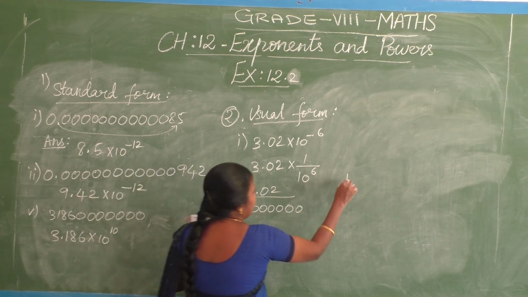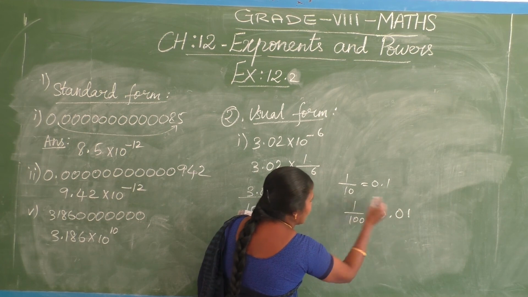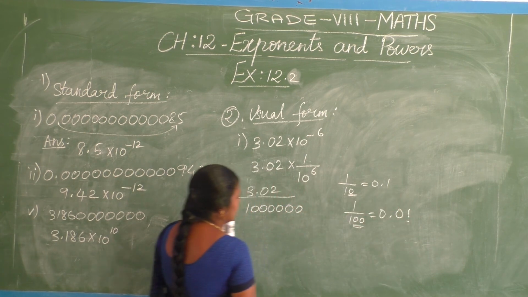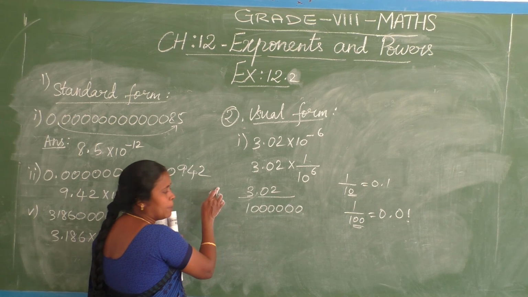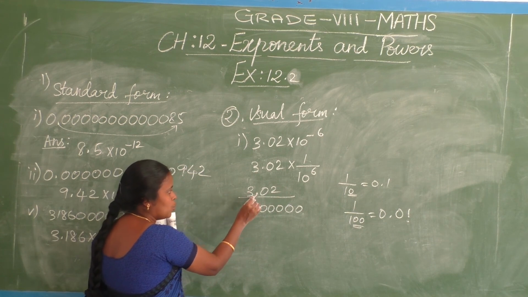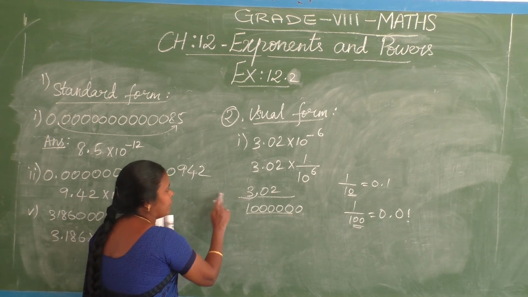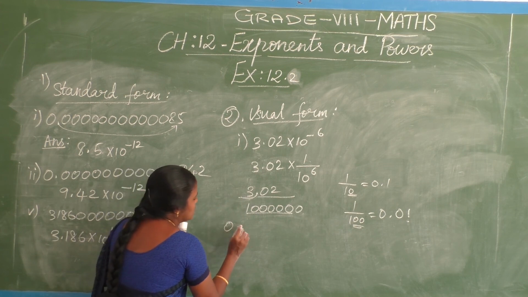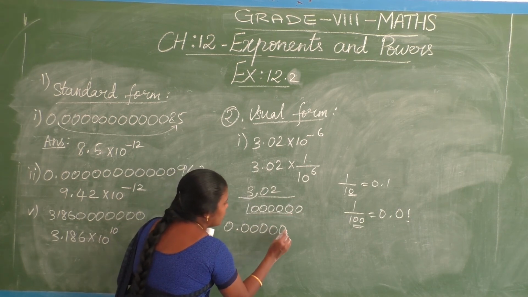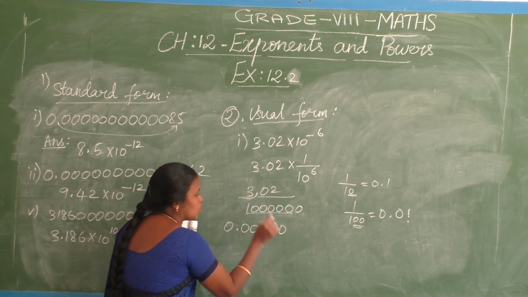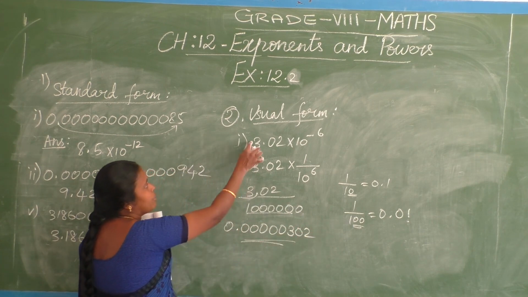Yes or no? 1 by 10 can be written as 0.1. 1 by 100 is 0.01: 1 decimal digit for 1 zero, 2 decimal digits for 2 zeros, like that. 1, 2, 3, 4, 5, 6 zeros means you have to move the point 6 decimal digits. Already there is a whole number, so you move one digit here. The remaining 5 places have no numbers, so you fill them by putting zeros. So what is the answer? 0.00060. 1, 2, 3, 4, 5 zeros, and for the 6th place there is one number in the question itself. So as it is, the decimal part will arise. This is the usual form for this question.